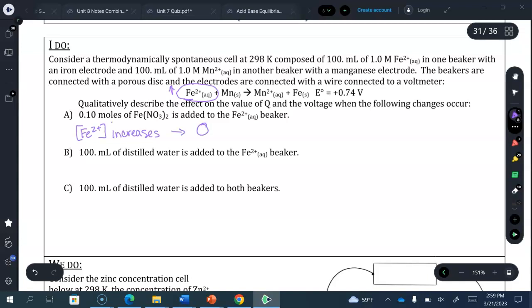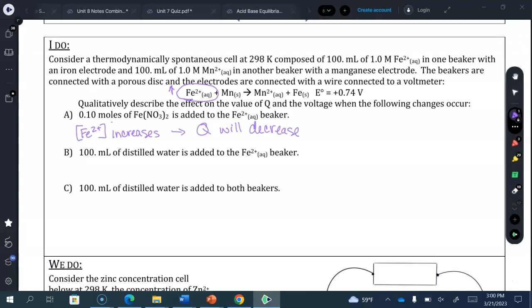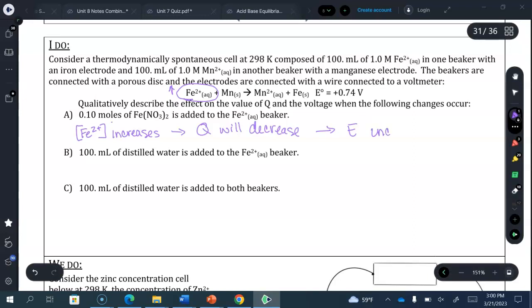Right, so this is going to cause, since iron is a reactant, Q to decrease, because the iron 2 plus ion is in the denominator, and we know that a decrease in Q is going to cause the cell potential, not standard cell potential, the cell potential to increase.